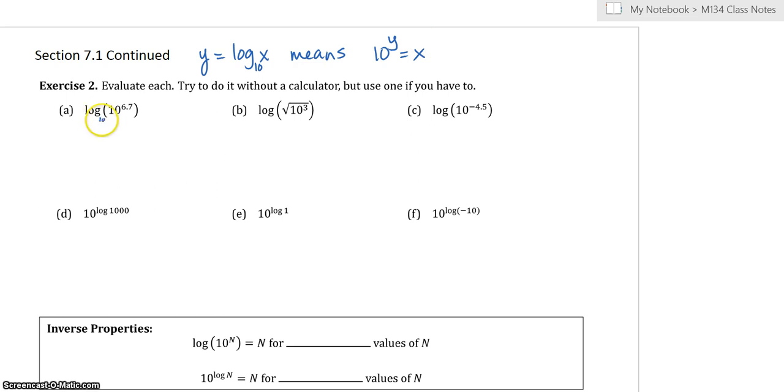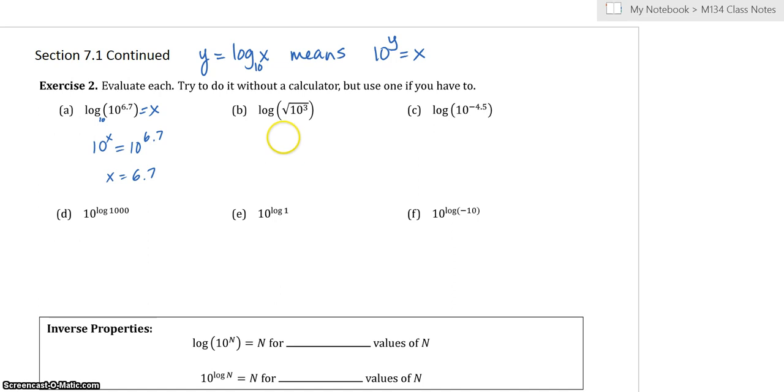So again, there's another 10 here for the base. So what exponent do I get this? I can set it equal to x, and I can say 10 to what exponent is 10 to the 6.7, and you can see x is just that 6.7.